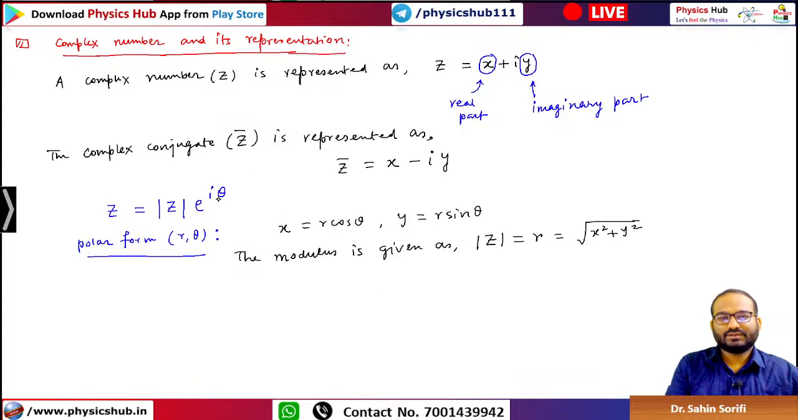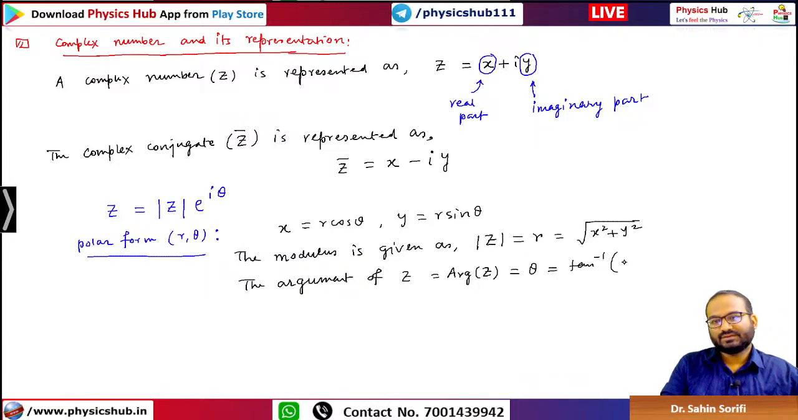This theta you can also find out using these two expressions, x equals r cos theta, y equals r sin theta. That theta is called the argument. So mod z is the modulus of z. Now there is a term, the argument of z, represented by arg z, which is equal to theta. So the value of theta will be tan inverse y by x. No issue in this.